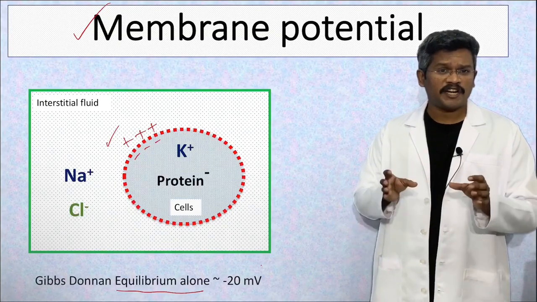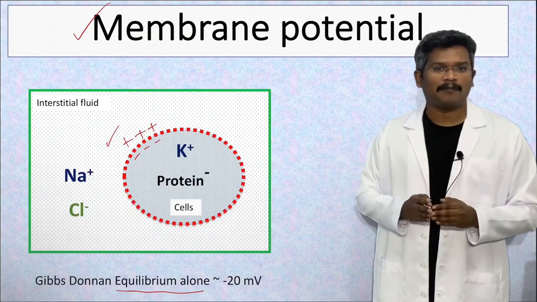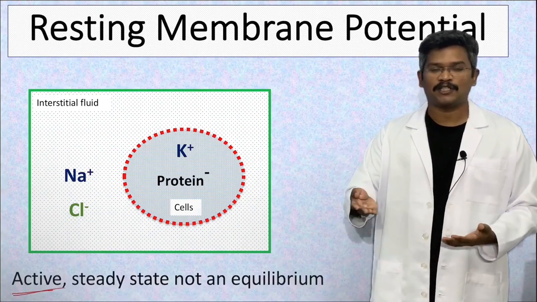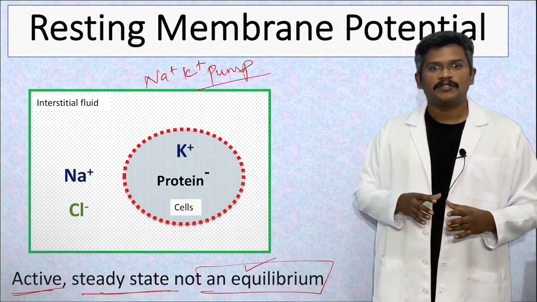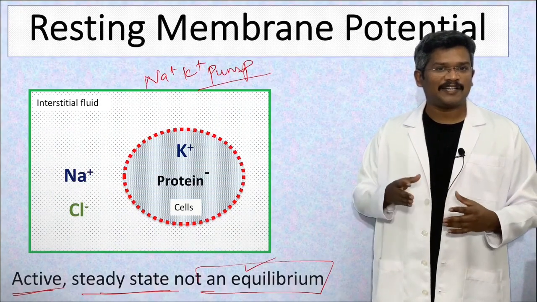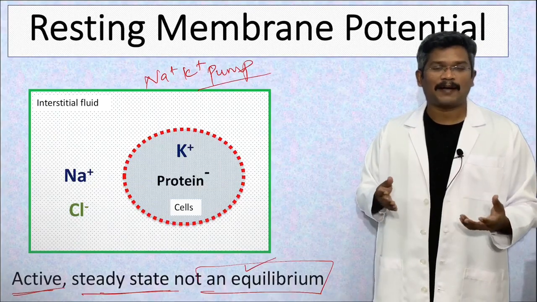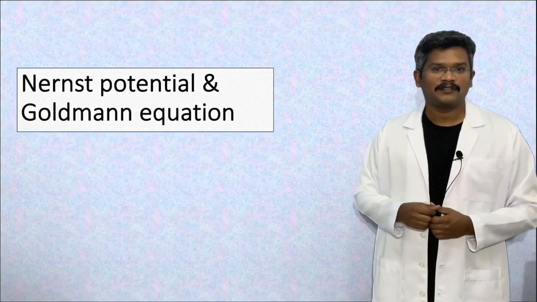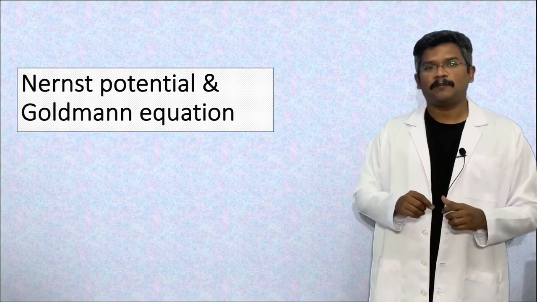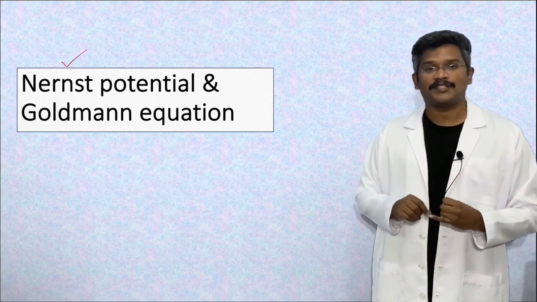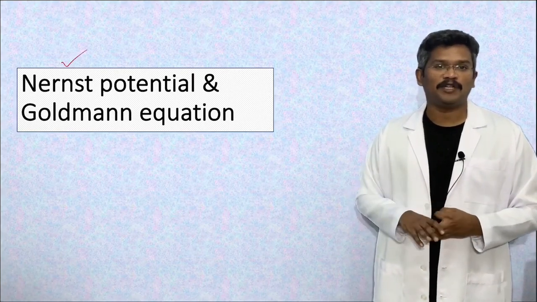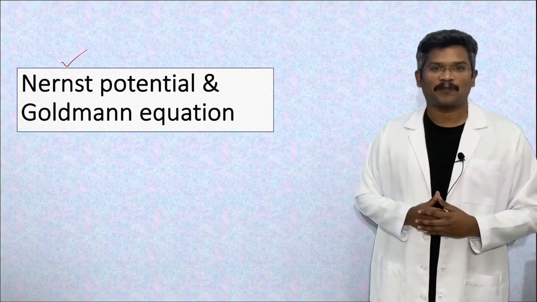The concentration gradients in the cell are maintained by active transport mechanisms like sodium-potassium ATPase. So the resting membrane potential is an active steady state and not a passive equilibrium. The magnitude of the resting membrane potential is best understood by studying the Nernst potential and the Goldman equation, and that's our next topic. Thank you.